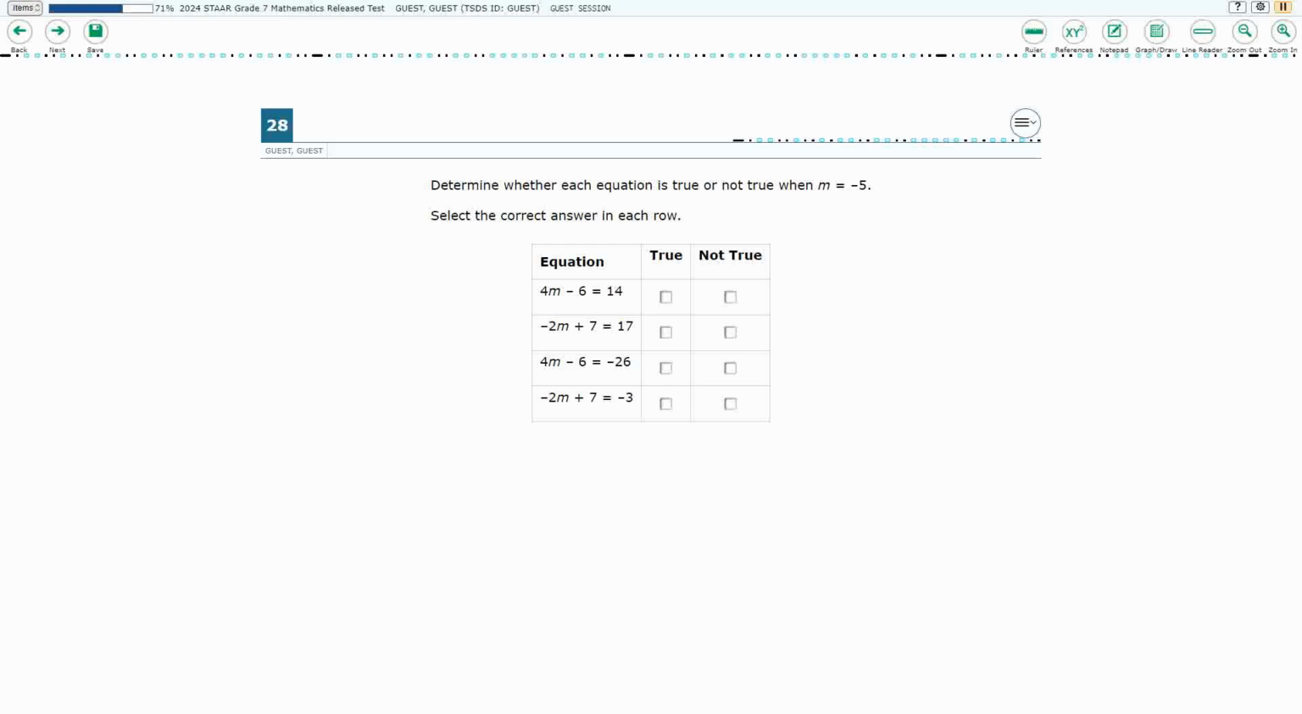So we have a match table grid here. That means we're first going to have to find whether each equation is true or not true. Notice that you cannot select both true and not true, so only one column can be selected per row, and we need one answer for each. If we try to move on, it is going to say you have not answered everything.